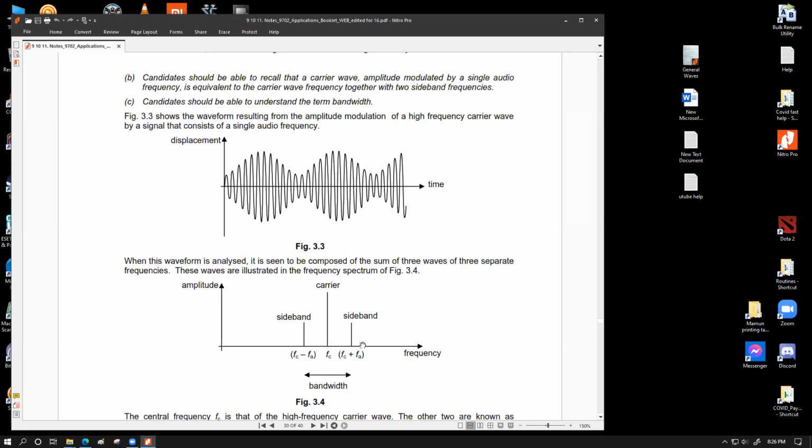Sir, meaning after the analysis we get 3 different signals through which we can calculate the original information signal. Precisely. Okay, thank you, sir.